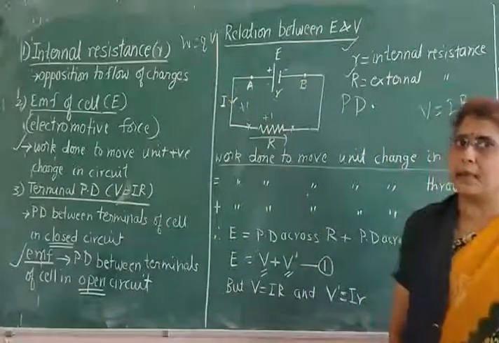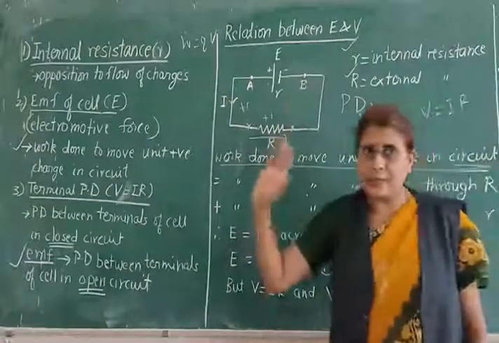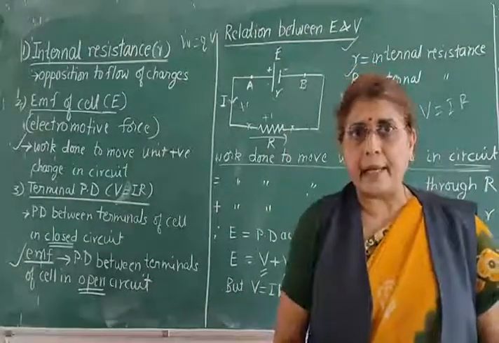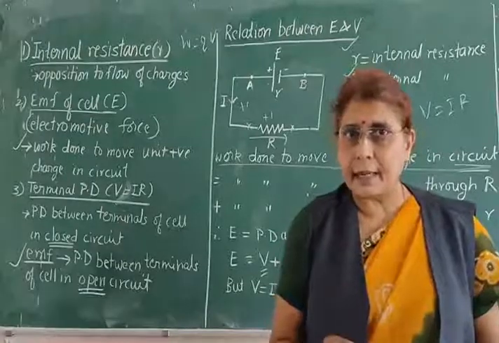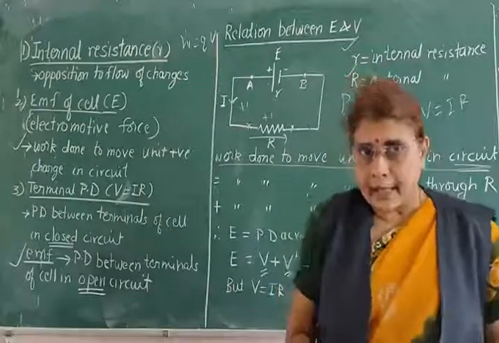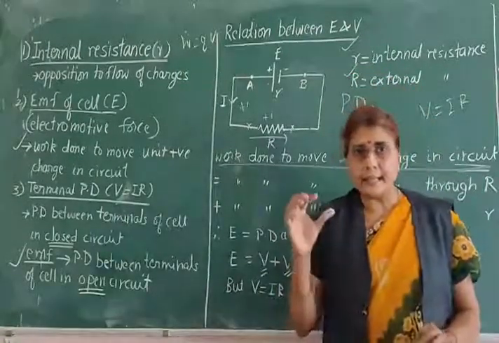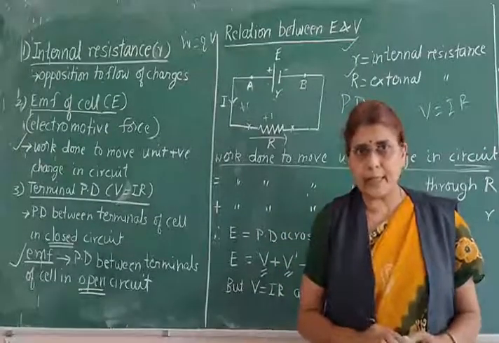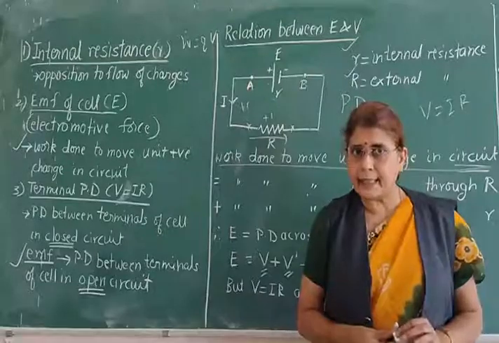So what are the three important definitions? First one, what is a cell? A cell, an electrolytic cell, converts chemical energy to electrical energy. A cell is a device that maintains current in the circuit. Two types of cells are there, primary and secondary.